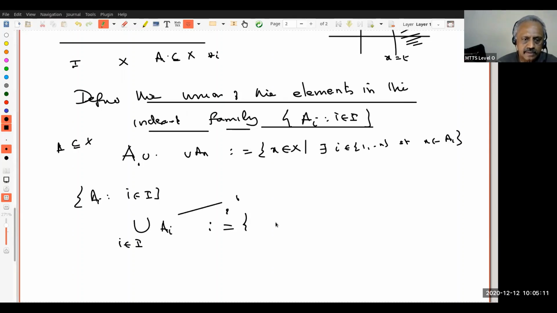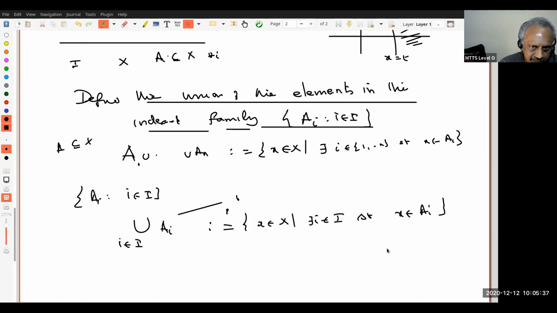Now you can mimic it. Start with all elements x in X. I have to tell you when x belongs to the union. That is a condition. What is the property? x belongs to the union of A_i if exactly the same thing holds: there is an i in the indexing set I such that x belongs to A_i. It may also belong to more than one, I don't care. Do you follow that?